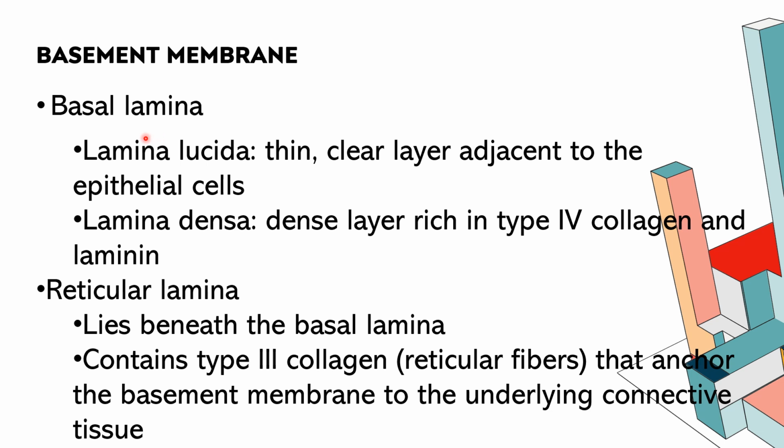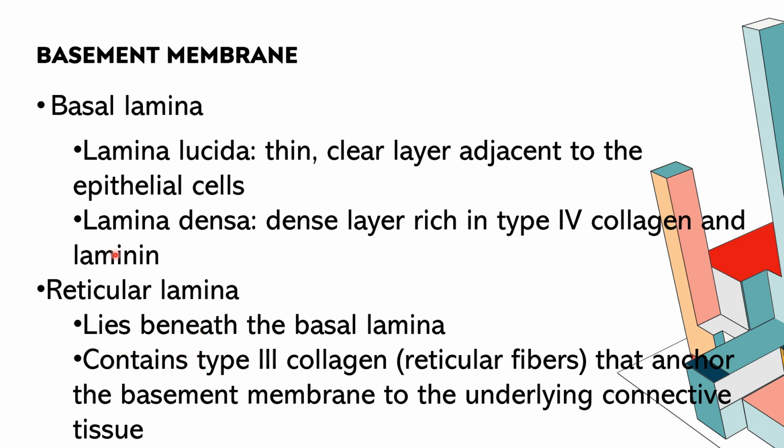Your basement membrane has two types: your basal lamina and your reticular lamina. Your basal lamina has your lamina lucida, which is a thin, clear layer adjacent to the epithelial cells, while your lamina densa is a dense layer that is rich in type 4 collagen and laminin. As for your reticular lamina, it lies beneath your basal lamina.